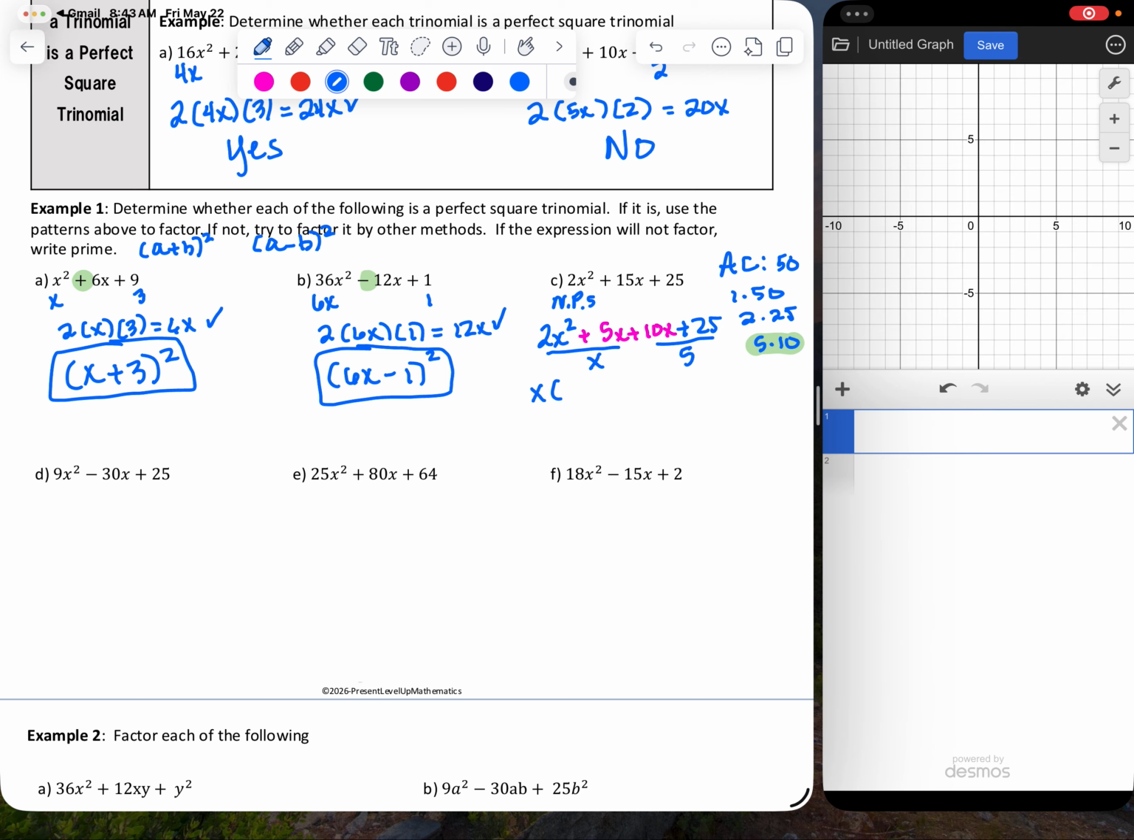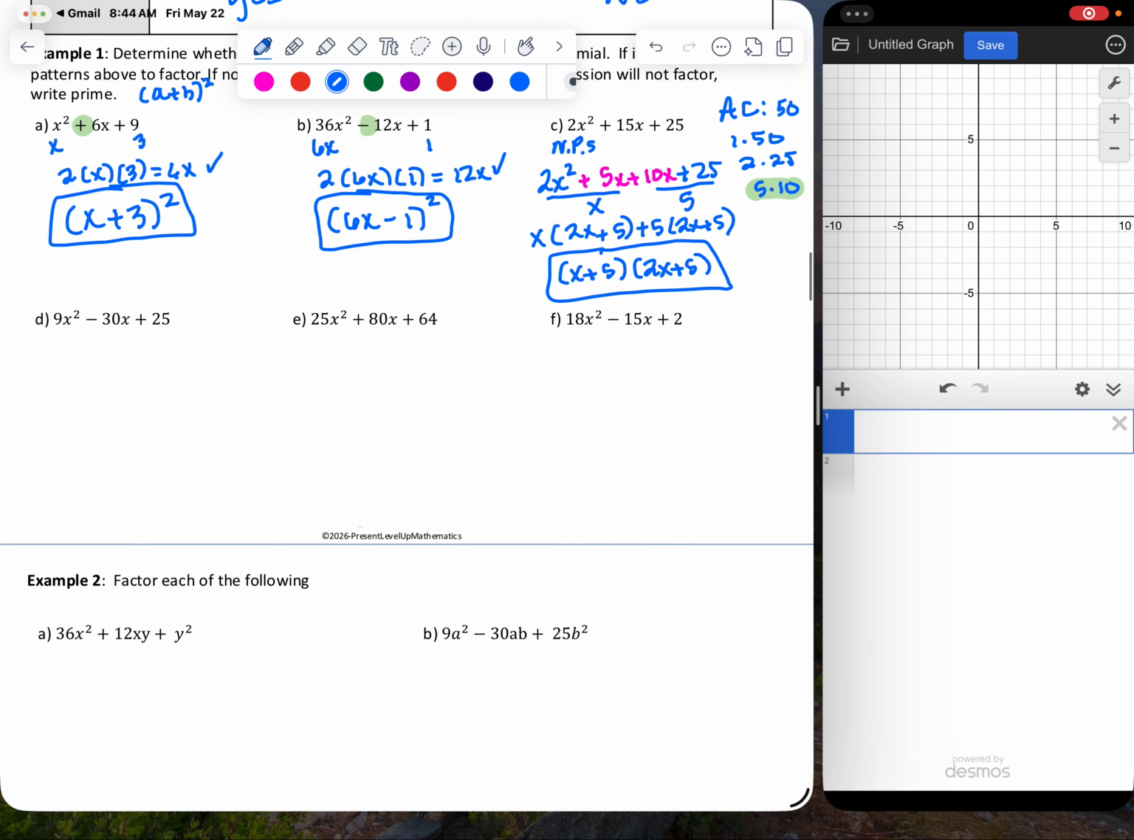So 2x squared divided by x is 2x. 5x divided by x is 5. And over here, 10x divided by 5 is 2x. And 25 divided by 5 is 5. You'll know you're doing this right if you get matching binomials. And we did, 2x plus 5. So I write down the outside numbers, the greatest common factors, the x and the 5 go together in a binomial, x plus 5. And then the common binomial goes together, 2x plus 5. So I wasn't able to use my shortcut on that problem because it was not a perfect square trinomial.